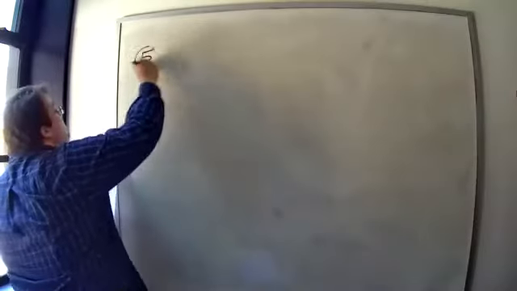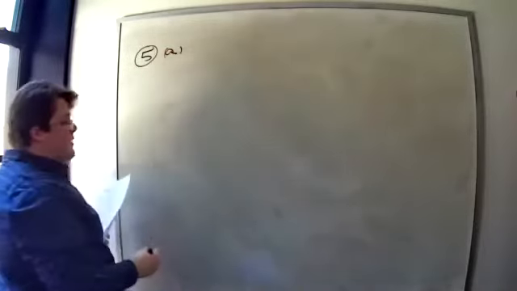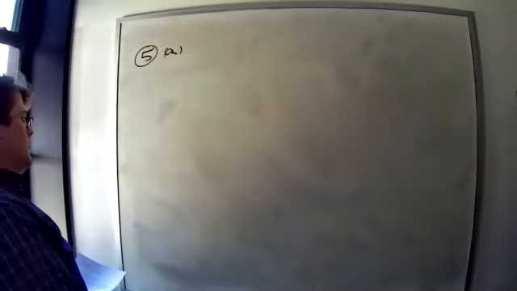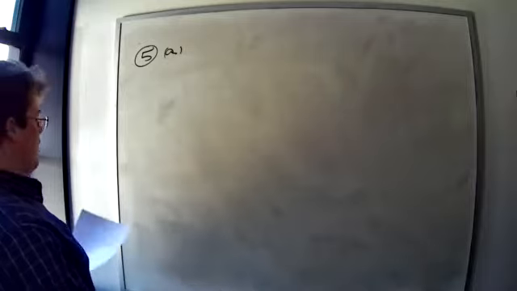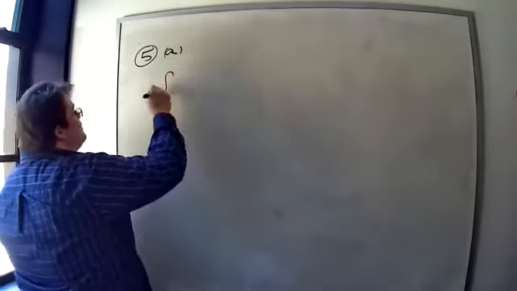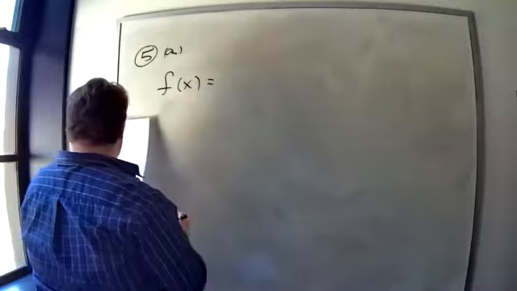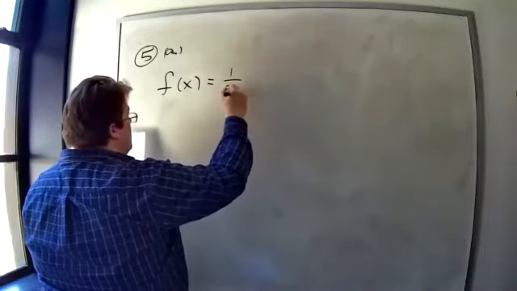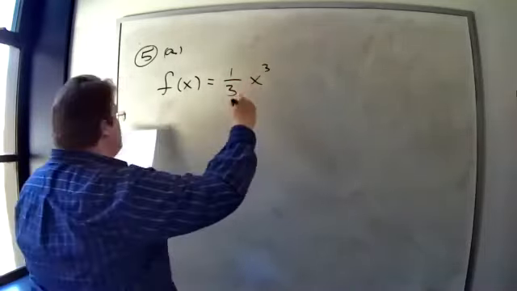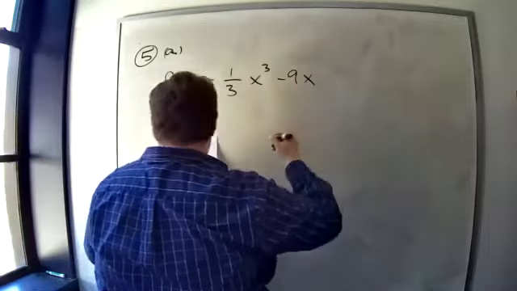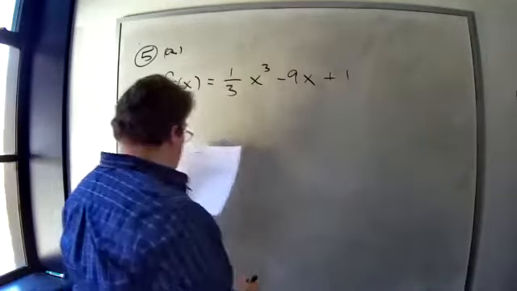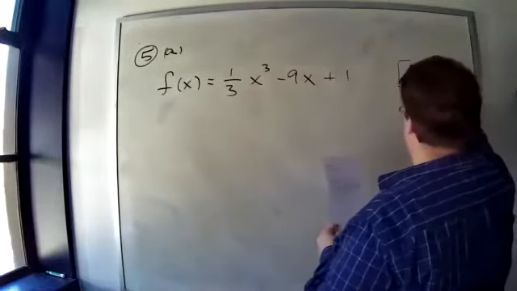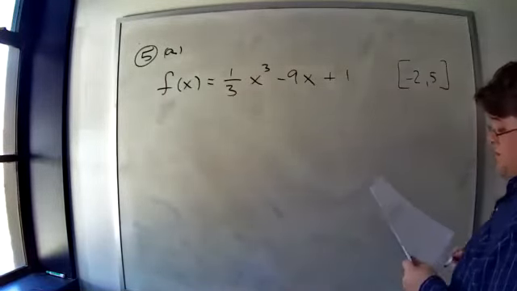Now that drawing was kind of a summary of a half-hour lecture. But what do we need to do for a problem like this? Well, we need to find the derivative, find where it's 0, find where it's undefined, find the endpoints, compare the function at all of those points. So part A, what do we have? We have f of x is a third of x cubed, minus 9x, plus 1. And our interval is -2 to 5.